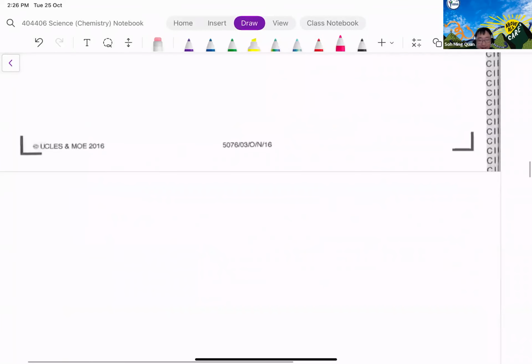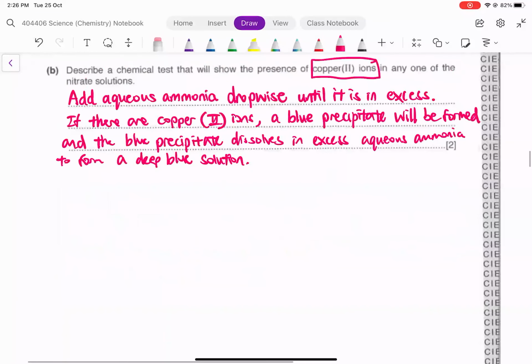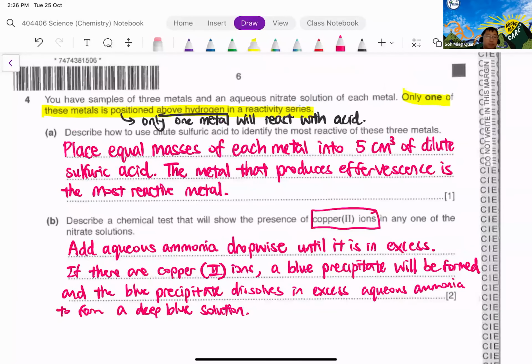Okay, moving on. Hey, sir, can show just now. I never copy finish. Okay, copy first, copy first. Okay, finish already.